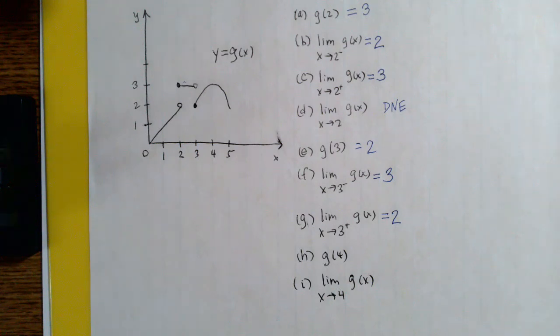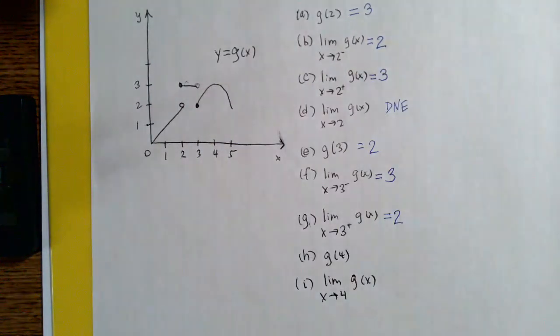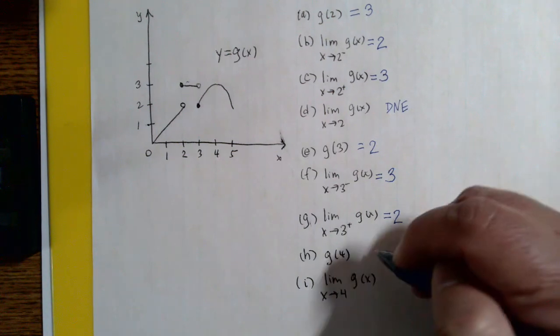Next item here is g of 4. Now we don't see this kind of break in the graph, or what we'll later talk about as a jump discontinuity. We don't see that kind of situation happening at 4, but we can still talk about g of 4. We can still talk about the limit there. G of 4 is going to be the height of the graph when x is 4, and it appears that that height is 3.